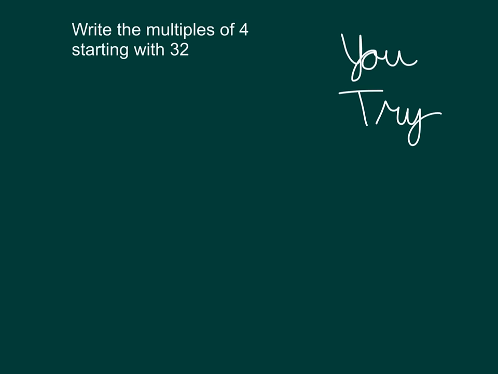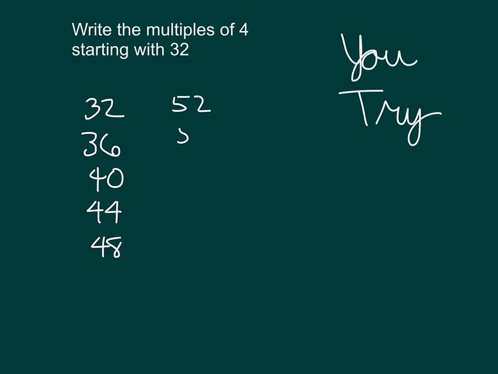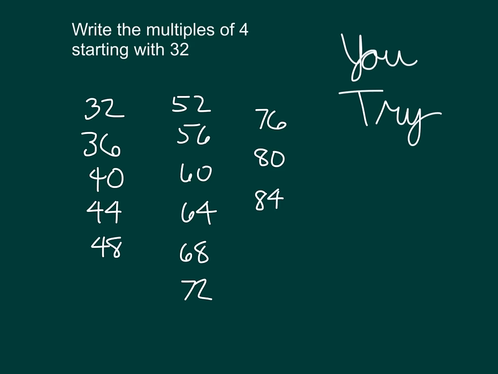Here's one for you to try. It says to write the multiples of 4 starting with 32. I'm going to give you 30 seconds to write as many as you can. Ready, set, go. Don't pause the video, I'm counting the 30 seconds. Keep going. What number did you get to? Did you get all the way to 72 or more? We'd have 76 or even 80 as a multiple of 4. Yep, 80 divided by 4 is 20. And we can even go further. Those are multiples of 4 where we're starting with 32.